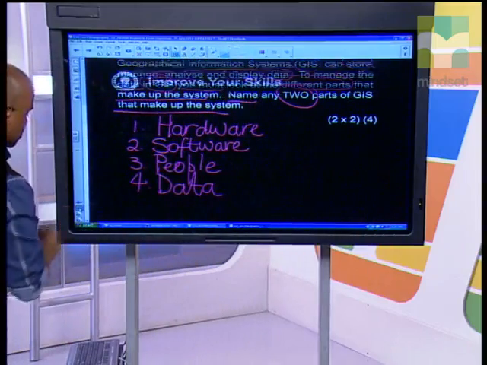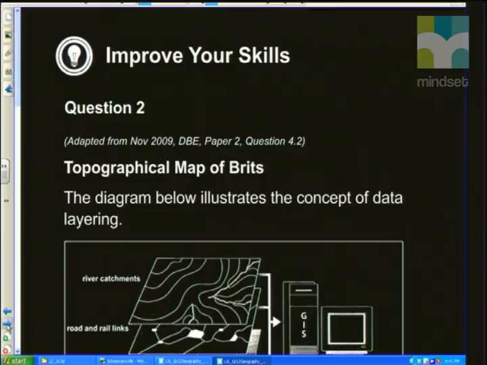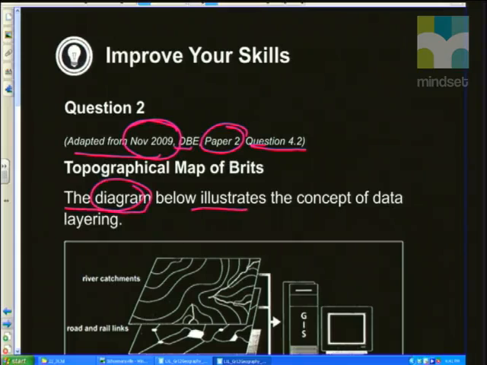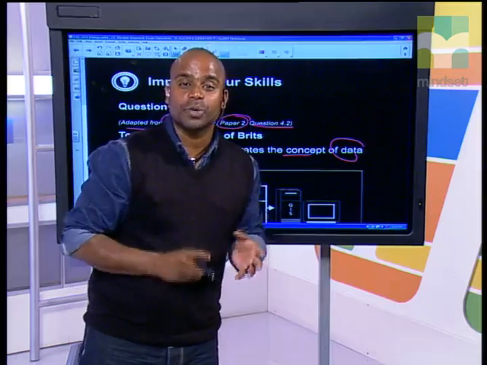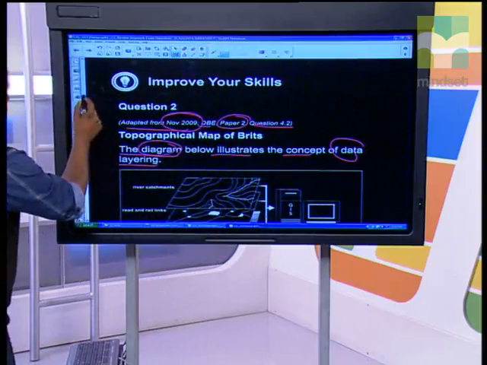Let's look at the next question. The next question has been adapted from the November 2009 DBE Paper 2, question 4.2, and we've adapted it for the topographical map of Brits. The question: the diagram below illustrates the concept of data layering. And as we've discussed, data layering is the information in a computer that is processed according to the different sets of data that have been inputted into a computer. Let's look at the type of question you will receive.